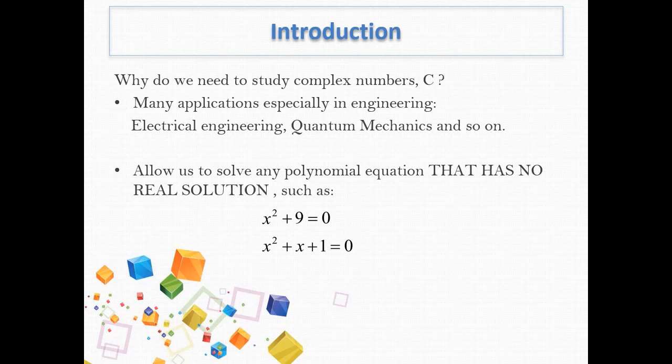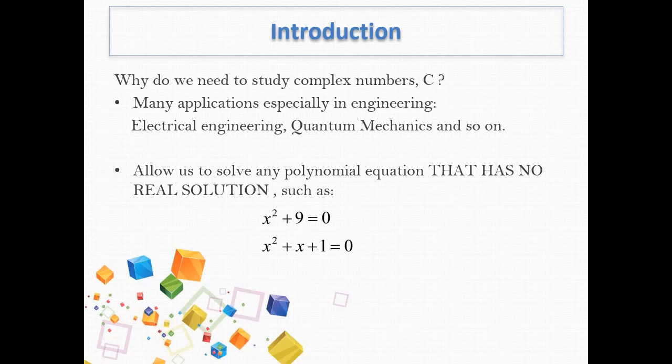The first important thing is that there are many applications involved with complex numbers, especially in electrical engineering, quantum mechanics, and so on. So as an engineer, you will be using complex numbers to solve real problems in engineering.